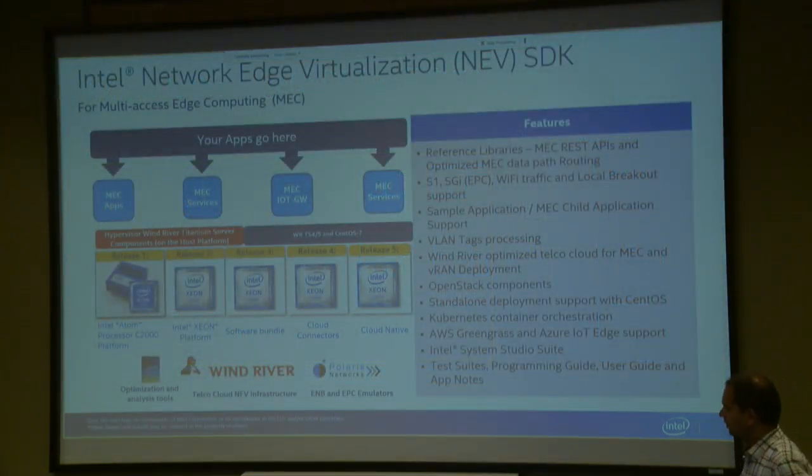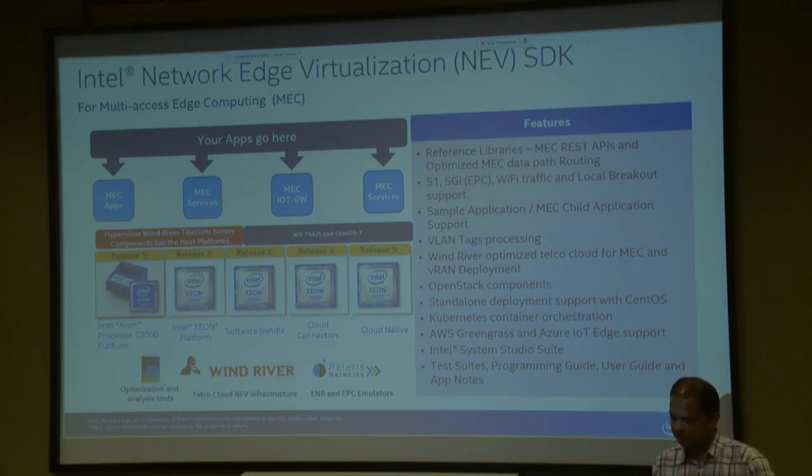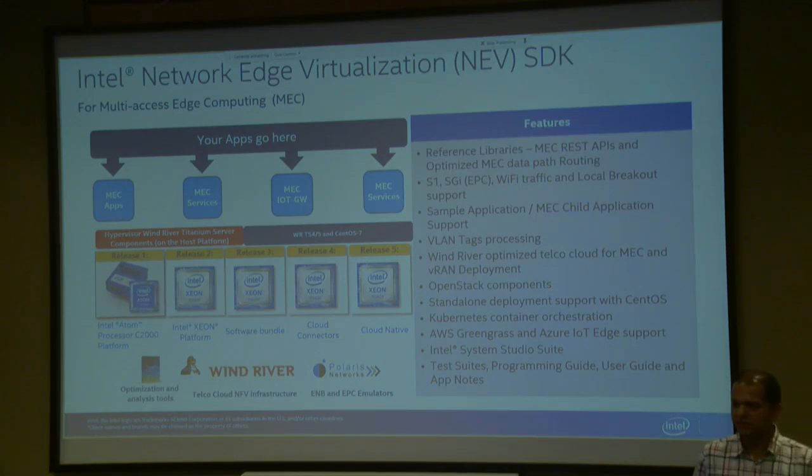So just a little bit of history of our releases. There have been 5 releases of our SDK. We started off on Atom-based platforms and quickly moved on to Xeon-based releases because of more density and the use cases that we have seen during the deployment. Wherever there are VRAN deployments, we see edge cloud being a candidate there for deployment.